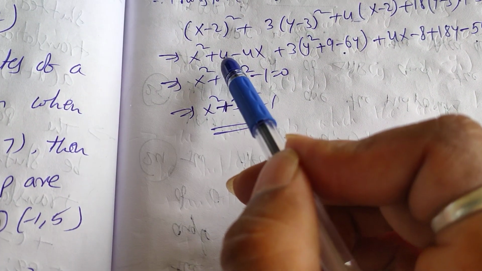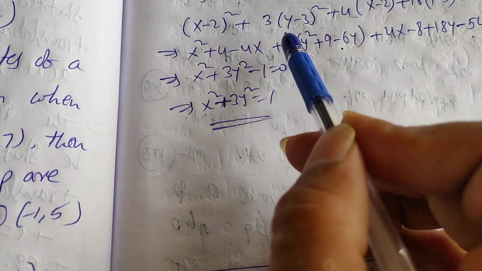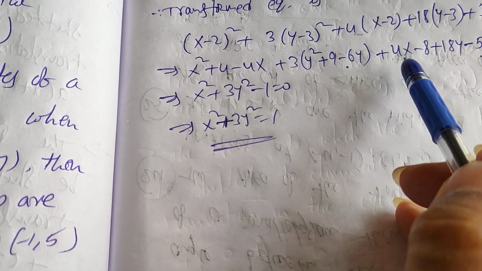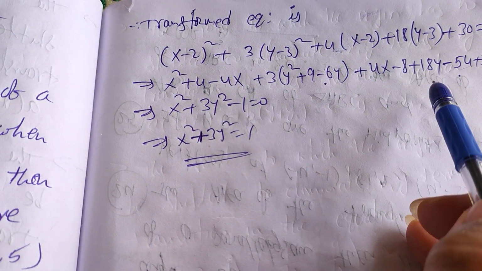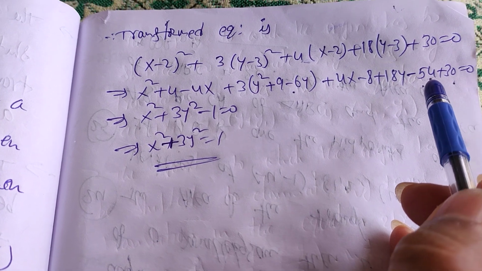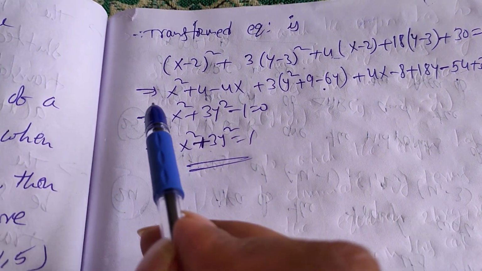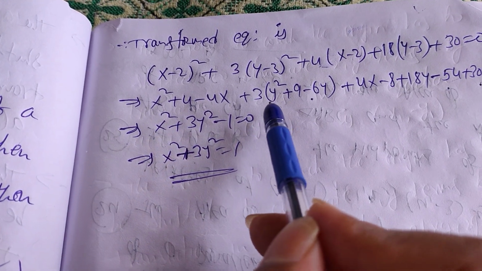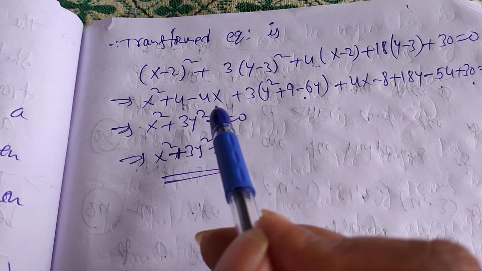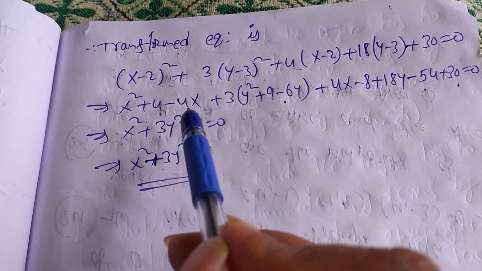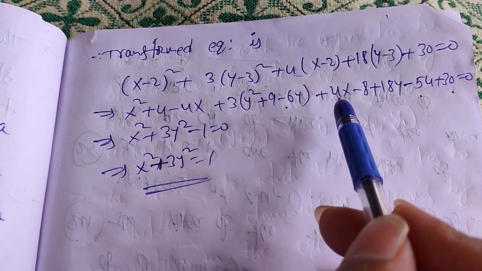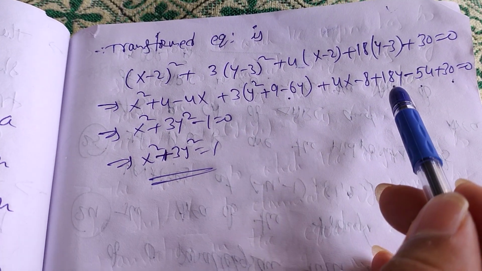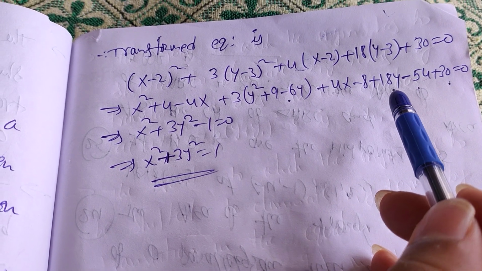So expand this one: X square plus 4 minus 4X, using (a minus b) whole square, plus 3 times (a minus b) whole square: 3Y square plus 9 minus 2 3s are 6Y, plus 4 into (X minus 2): 4X minus 8, plus 18Y minus 18 3s are 54, plus 30 is equal to 0. Expanding, we get X square plus 3Y square. Here the X terms: minus 4X plus 4X get cancelled, there are no more X terms. And the Y terms: 3 6s are 18, minus 18Y and plus 18Y are also cancelled, so no more Y terms.